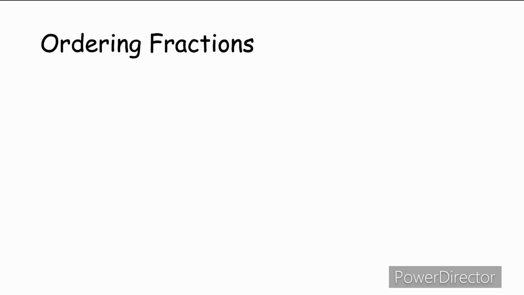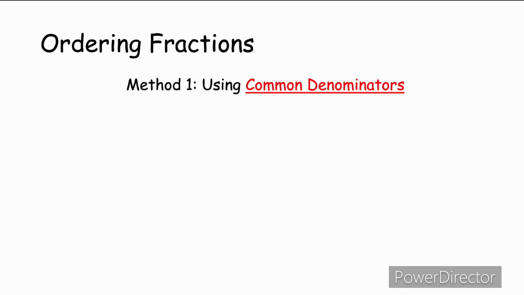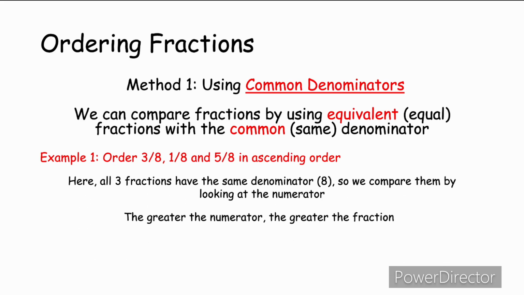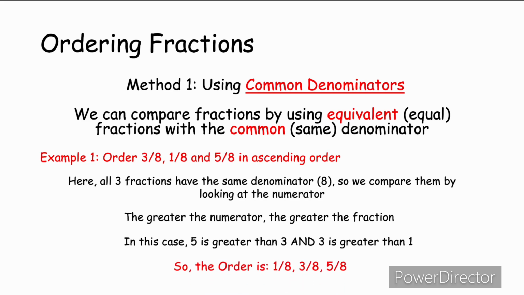We finally move on to ordering fractions, where there are two methods to order them, using common denominators or converting them into decimals. With the first method, we can compare fractions by using equivalent fractions with the common denominator before comparing the numerators. For example, this is one of the easier examples the examiners could give where the denominators are the same, so we can directly compare the fractions by looking at the numerator, where the greater the numerator, the greater the fraction. In this case, 5 is greater than 3, and 3 is greater than 1, so the order is 1/8, 3/8, and 5/8.